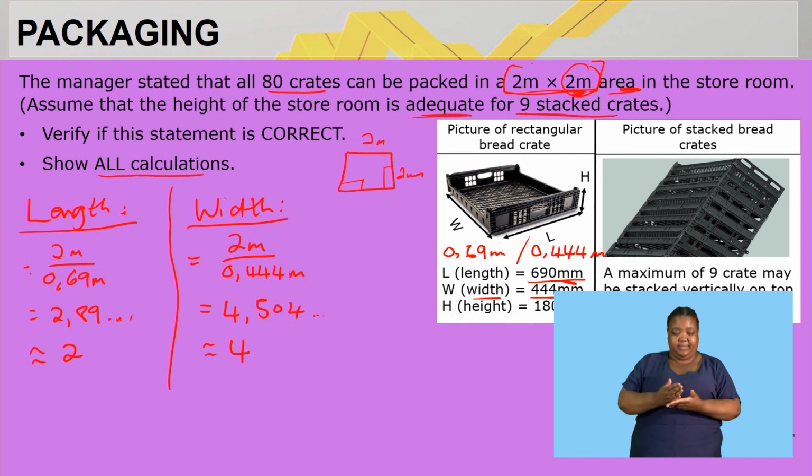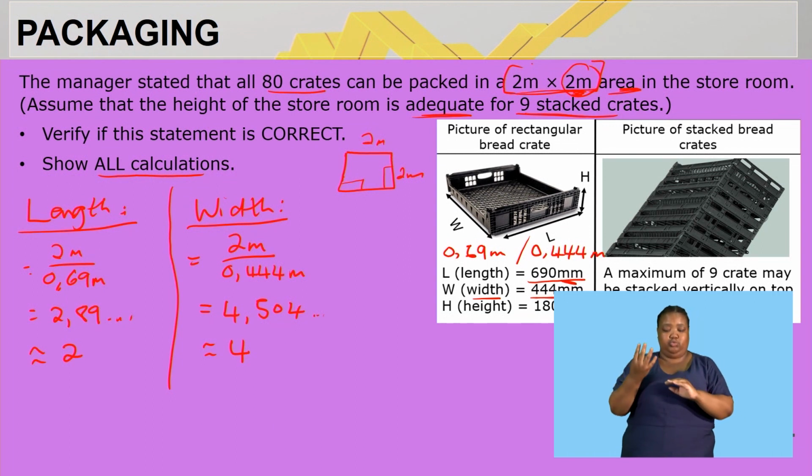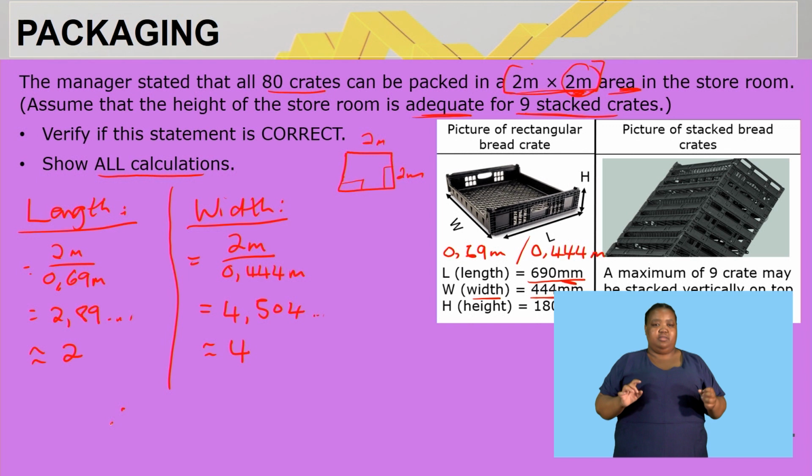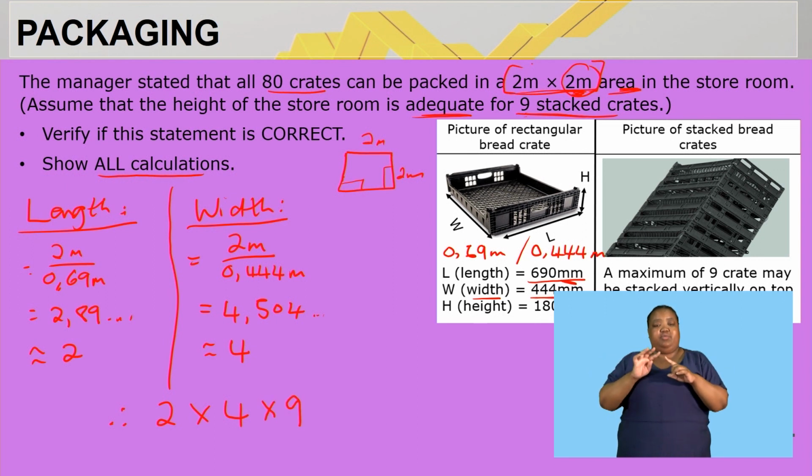Okay, so in terms of the length, we can pack 2 of these bread crates. And then in terms of the width, we can pack 4 of these bread crates. So therefore, remember I'll say lengthwise is 2, multiply by widthwise, that will be 4. And what did we say? We've indicated here that 9 crates can be stacked on top of each other. So therefore, I need to multiply that by 9. So 2 multiply by 4, multiply by 9. So that will give us a total of 72 of these crates. Right? So 72 of these crates can be packed on top of each other in this specific room.